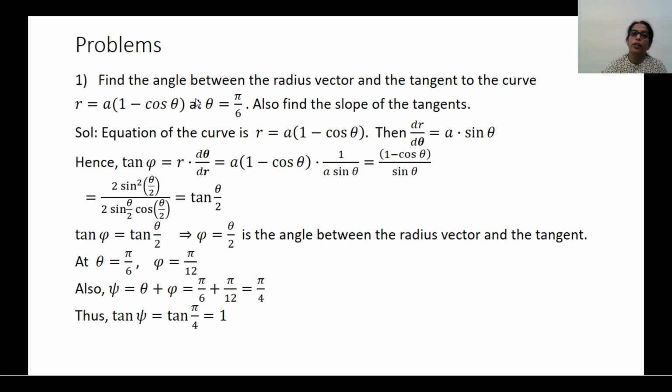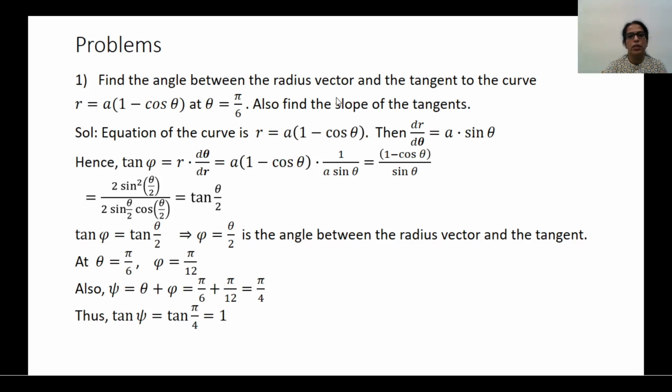But they have asked you to find out the angle between the radius vector and the tangent at the point theta equal to pi by 6. Now substitute the value of theta here. It's pi by 6 whole divided by 2, which is nothing but pi by 12. This is the angle between the radius vector and the tangent.